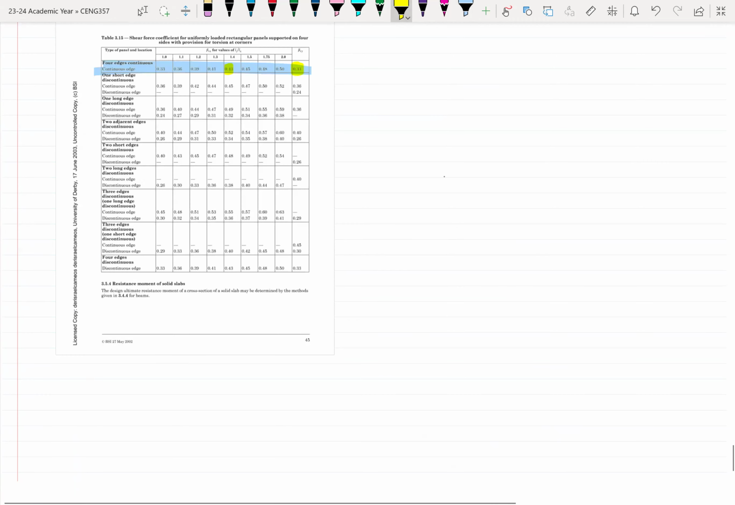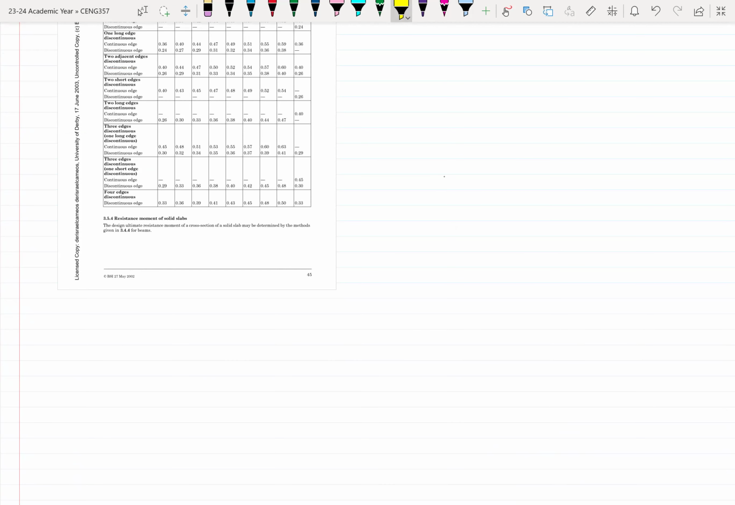So for this, let's see. So beta Vx is equal to 0.43 and then beta Vy is equal to 0.33. So we have that.